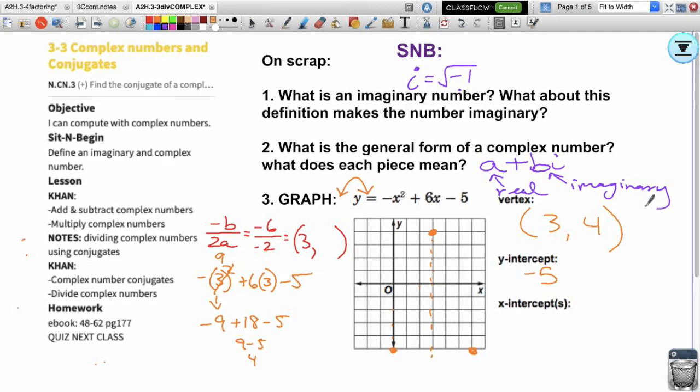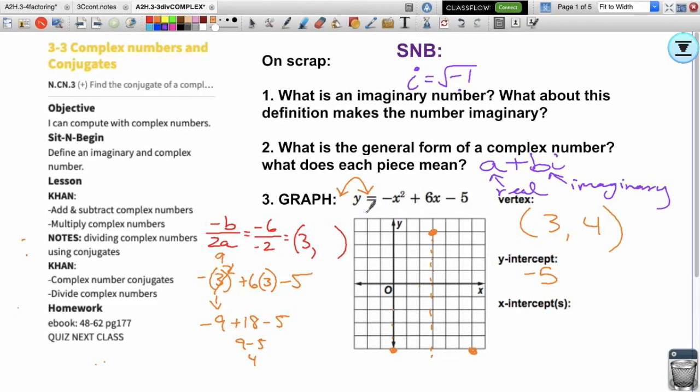That's pretty complicated, to be real and imaginary. And that's what that is by definition. So that's the general form, and that's what each piece means. Boom. Those things need to be up in that noggin swishing around. Next, we have a graph.